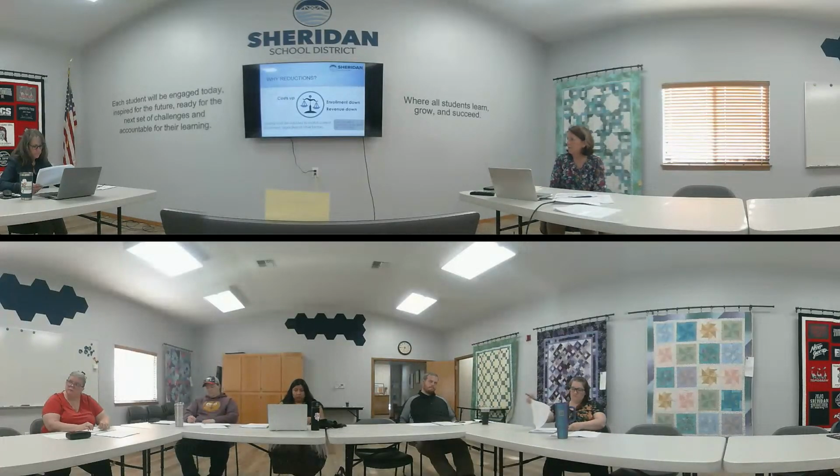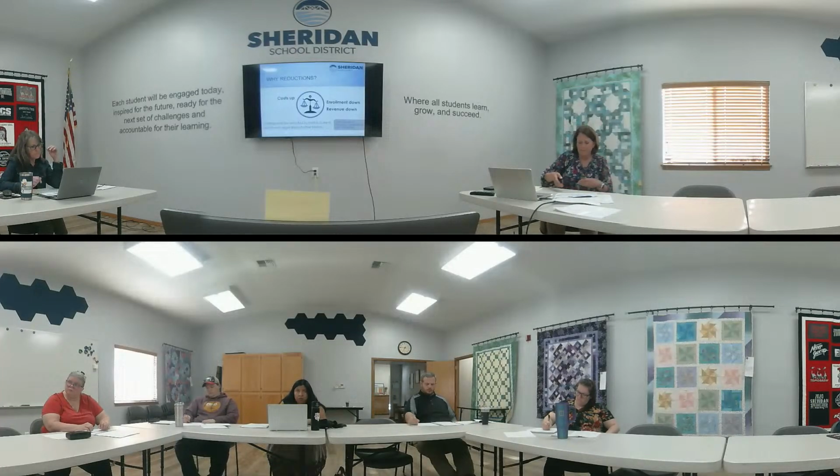Okay, so do you understand why we're making reductions? Our costs are up, enrollment's down, and with enrollment being down, revenue is also down. And there you see the note: every 25 students represents 250 to 300K or 1 to 2 teachers. So that gives us the reason we have to start making adjustments.